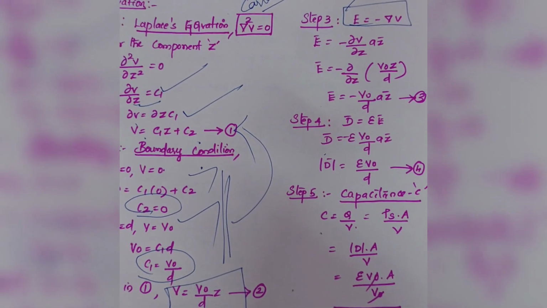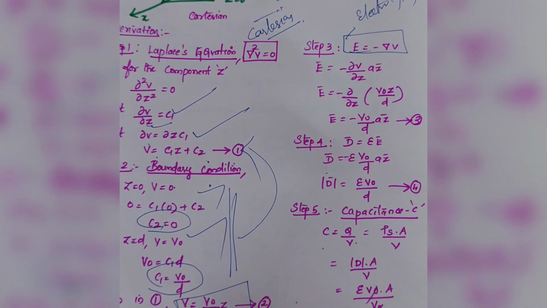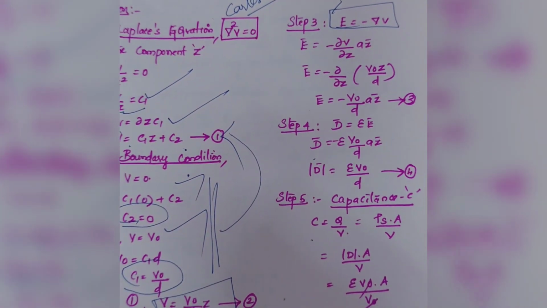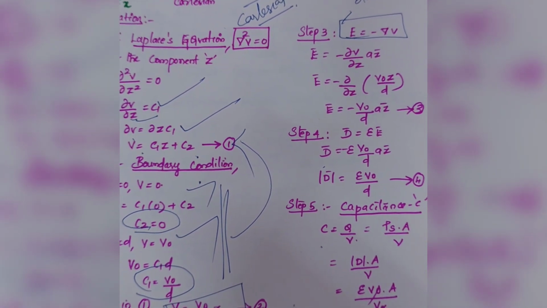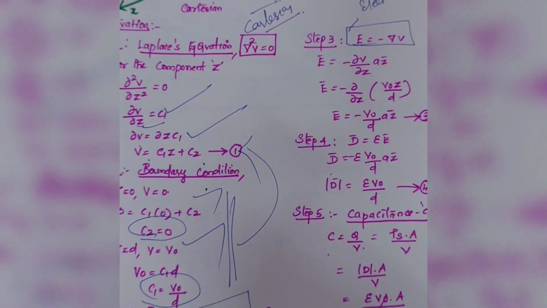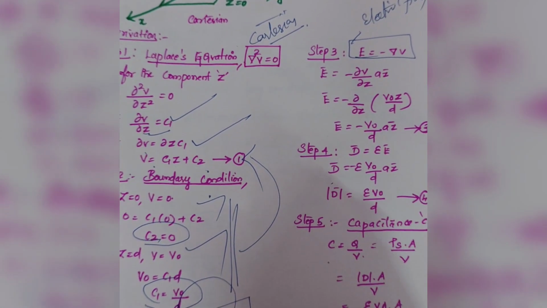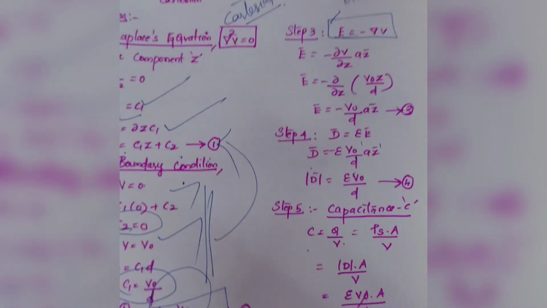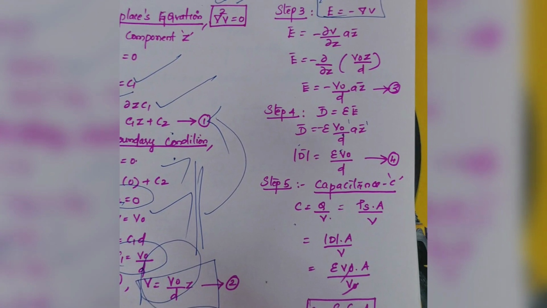E vector equal to minus del V, where E vector equal to minus dou V by dou Z into AZ vector. E vector equal to minus dou by dou Z of V. Instead of V, here it is V naught by d into z. So minus dou by dou Z of V naught by d into z into AZ vector, which is equal to minus V naught by d into AZ vector. This is E vector.